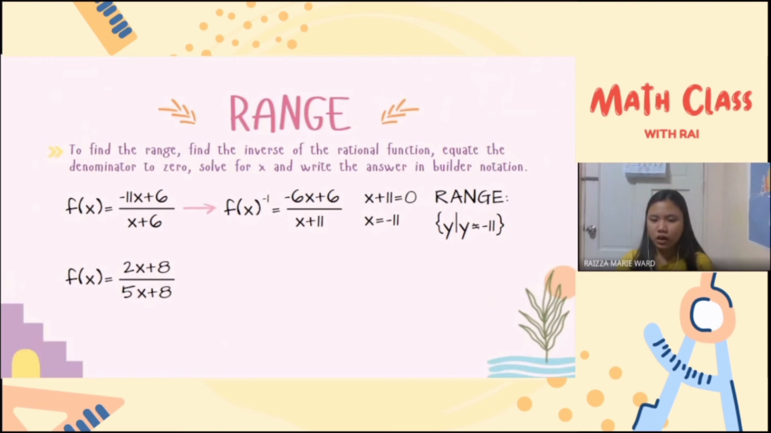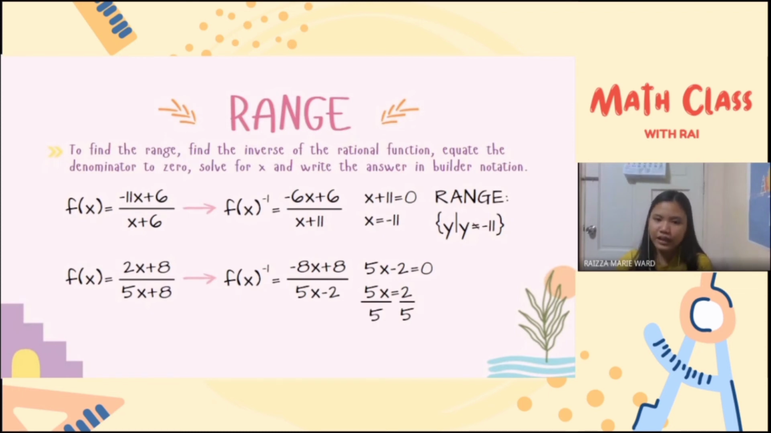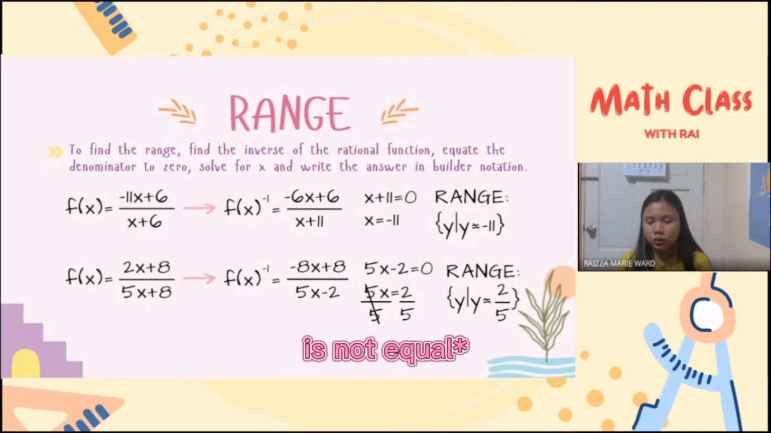Time's up. Let us solve. Get the inverse using the short method. Change their places and change their sign. Use its denominator, 5x minus 2. Equate natin to 0. 5x minus 2 is equal to 0. Transpose. Don't forget the sign. 5x is equal to 2. Isolate x by dividing both sides by 5 para makancel. Cancel. Range is y such that y is equal to 2 over 5. Did you get the correct answer?